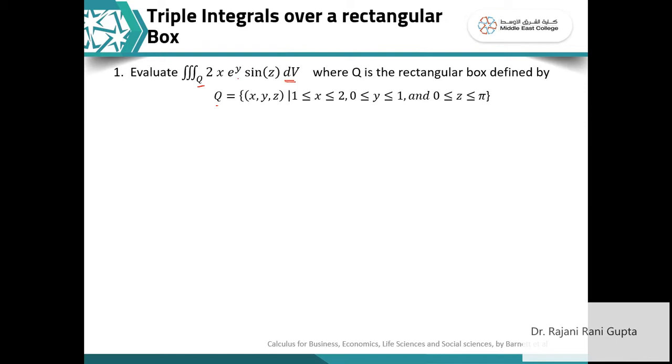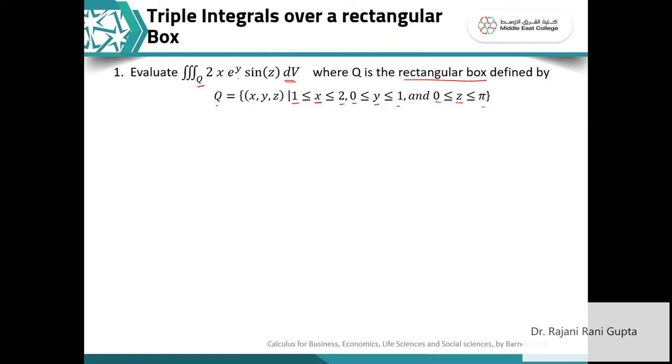Why are we calling it a box? Because if you look at the limit of x, it varies from 1 to 2, which is constant. The limit of y is again constant, and the limit of z is again constant. That is why it is called a rectangular box.